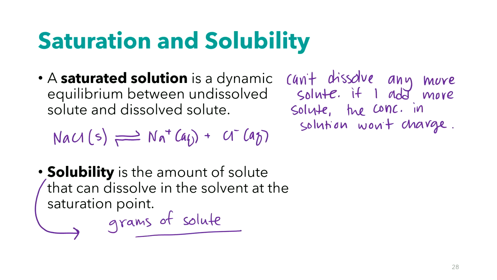We just saw it in volume of the solvent, but I'm going to put this in grams of the solvent because that's going to be consistent with the graph that we're going to look at in a bit. All right? So grams of solute per a set amount of solvent. Okay, how much can we put in there before we start just dumping extra in?